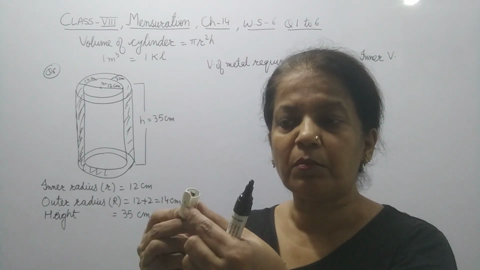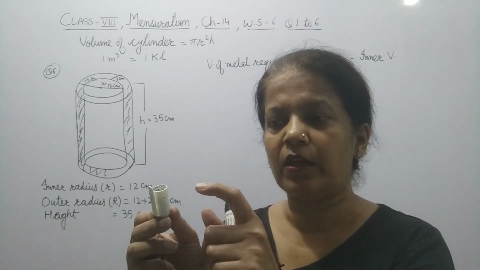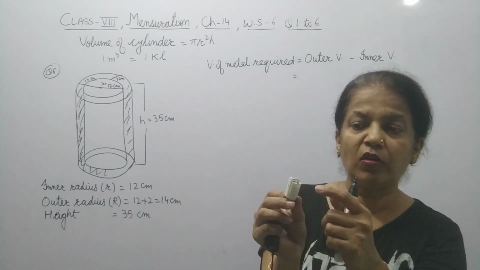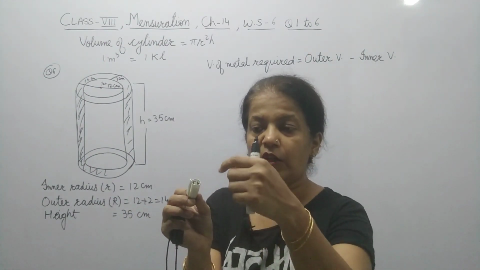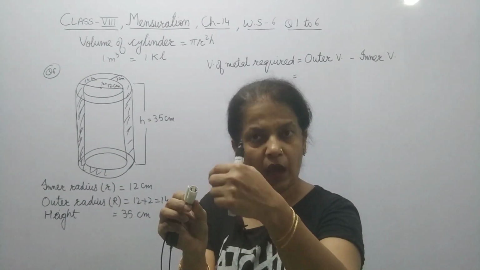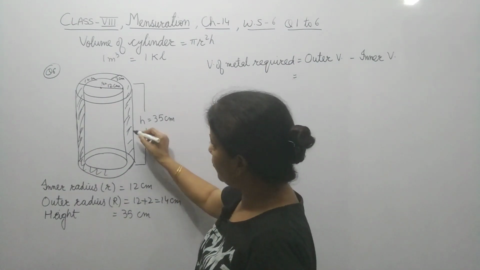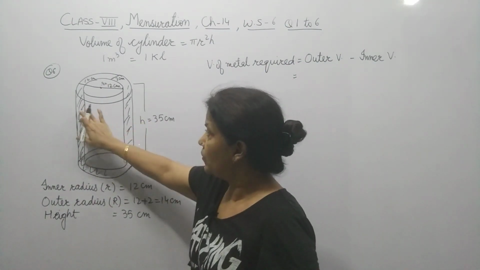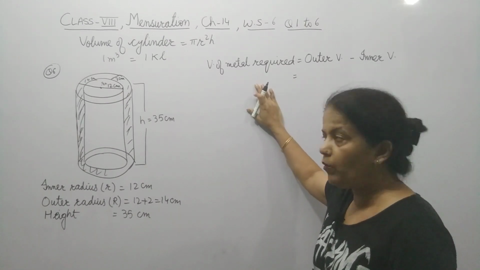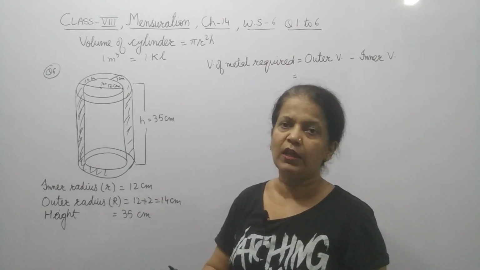Now we have to find the volume of this metal, the material that is here. So it means we have to find out, since it has a thickness, outer volume minus inner volume. Outer volume minus inner volume, then we will get the volume of this part. Okay. So the same thing we will do here. The volume of metal required is outer volume minus inner volume.